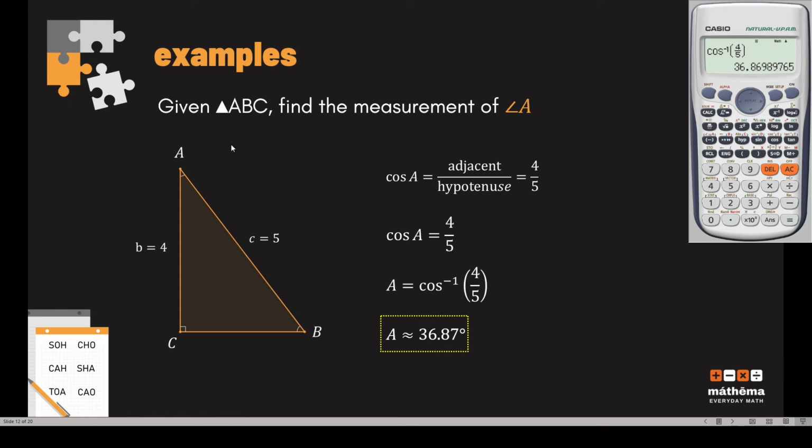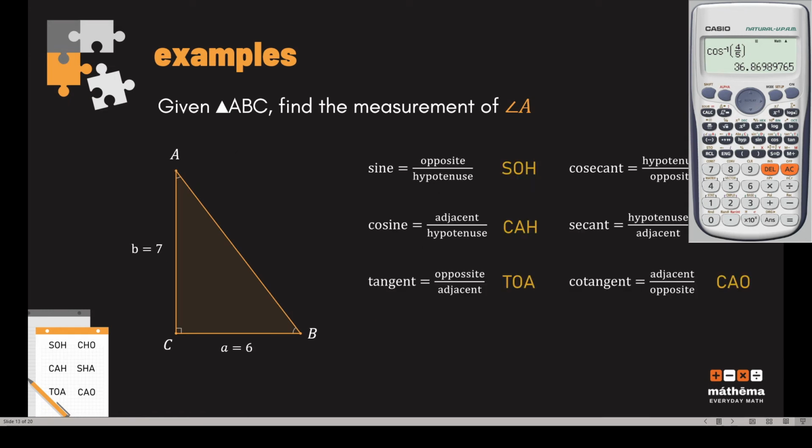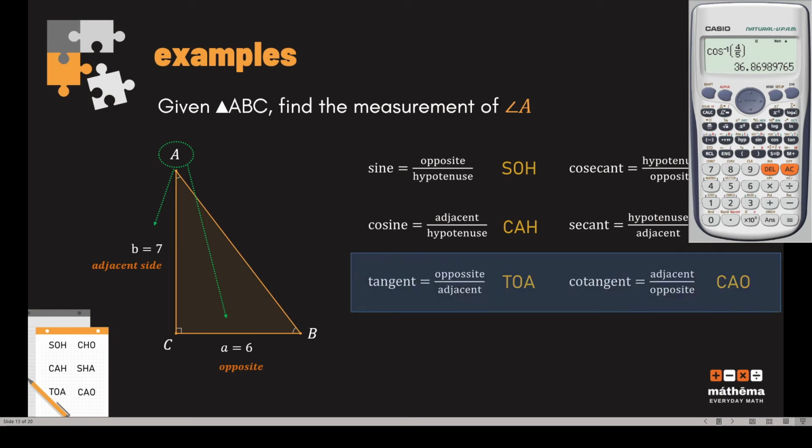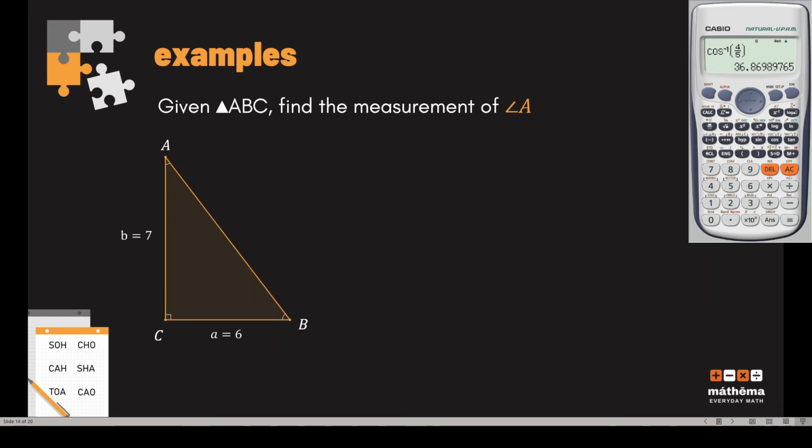Next, another example. Given triangle ABC, find the measurement of angle A. The same thing: with respect to angle A, we have the adjacent side and the opposite side. So which trig ratio should we use? Okay, good, we'll be using the tangent. You can pause this video if you want to solve this one for yourself, or you can simply follow along with the solution. So we have tangent of A equals opposite over adjacent, 6 over 7. My mistake, that should be tangent of A.